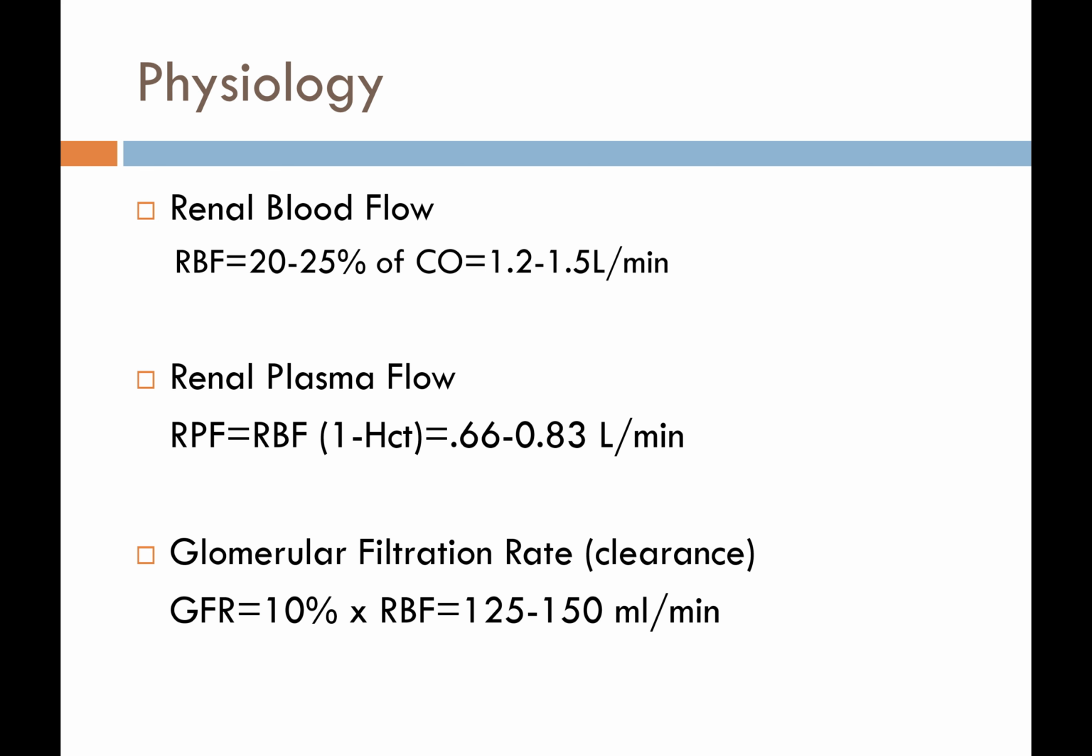So looking at renal blood flow, it is about 20 to 25% of the cardiac output. And then renal plasma flow is not really important, it's just there for your knowledge. The glomerular filtration rate, or clearance, that's the important part. GFR is equal to 10% of that renal blood flow, so that's about 125 to 150 mLs per minute. For your purposes, we'll use 125, I believe.